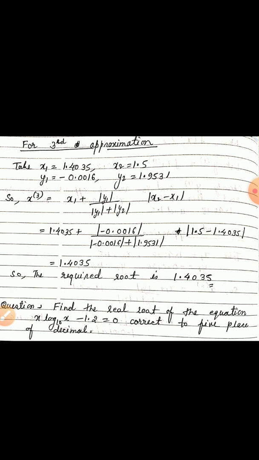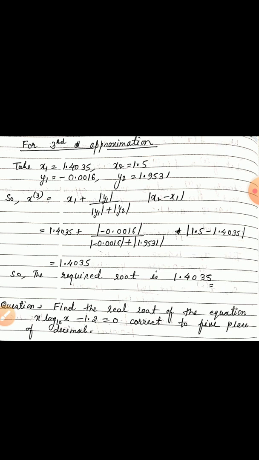So for practice, solve one more question. Find the real root of the equation x log base 10 x minus 1.2 is equal to 0, correct to 5 places of decimal. Here x1 and x2 are not given, so as in the bisection method, you have to substitute x is equal to 0 and find the value of f(x), x is equal to 1, find the value of f(x), x is equal to 2, find the value of f(x). When you get the signs of f(x) opposite, then you can start your approximation by using the regula falsi method.